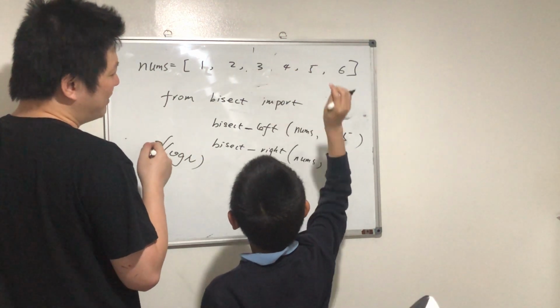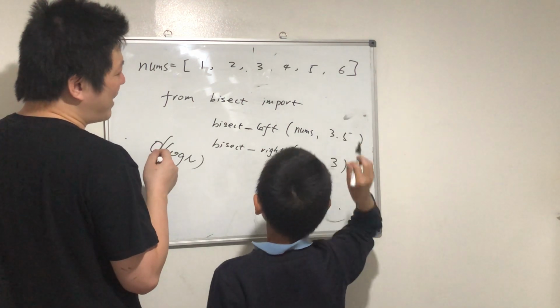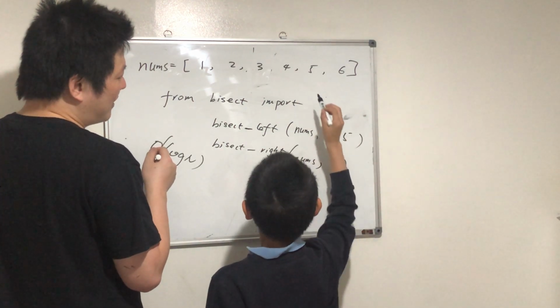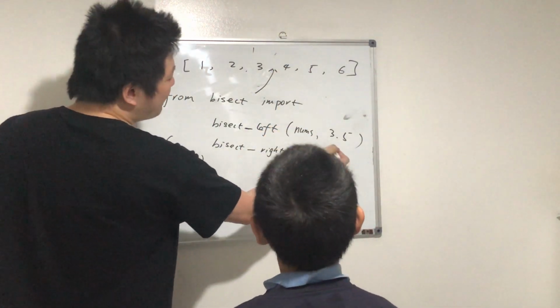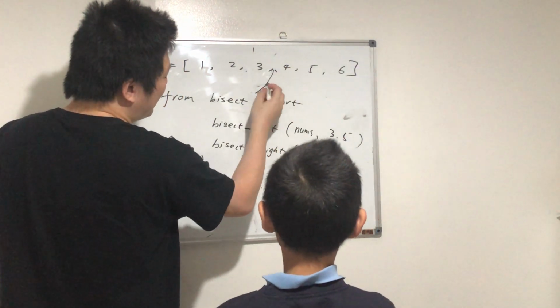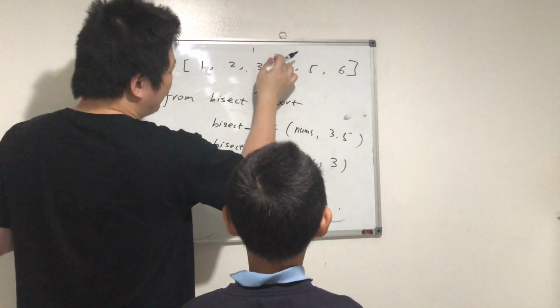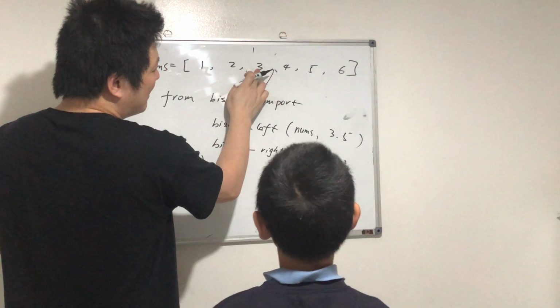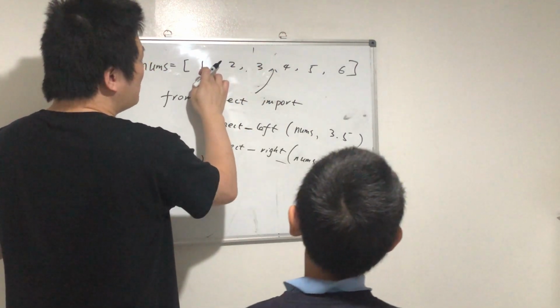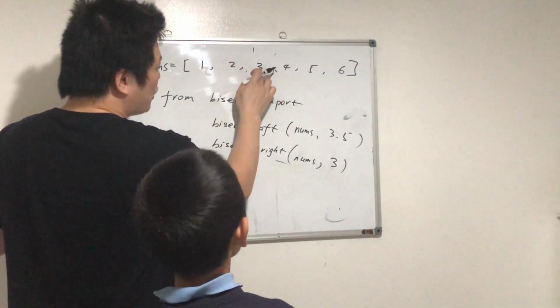Where are you going to put 3.5? It has to be here. Here you can't find this number, but you can still find a position for 3.5 to go in. So that will be 0, 1, 2.